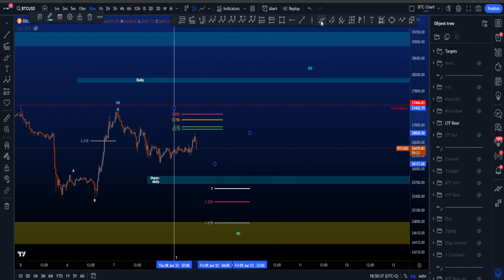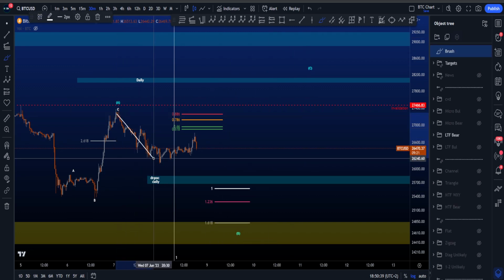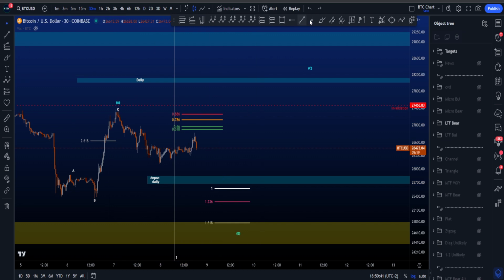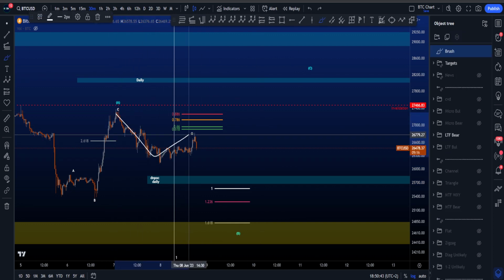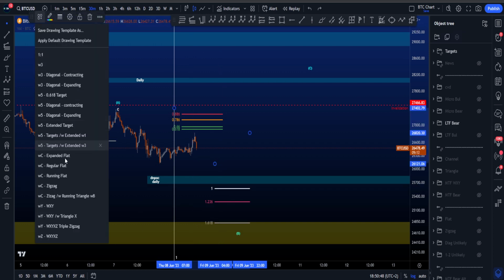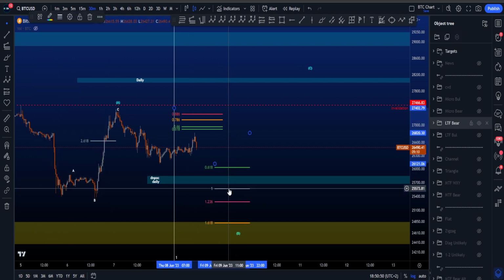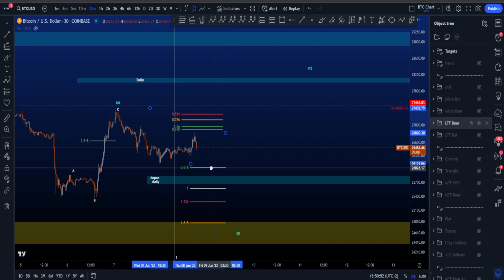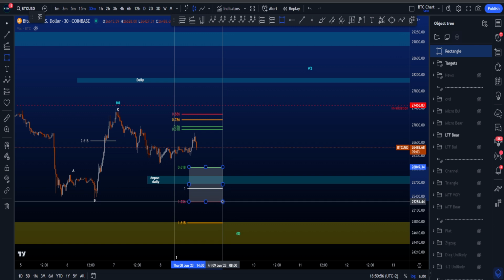Now as it stands at the moment, if we look at this potentially being a 3-wave structure, then we can look at this potentially being a WXY at the moment. And if we then look for the targets of a WXY, then let me quickly put the target of a WXY on the chart. The 0.618 is one of them. Then the most common target area is between the 0.618 and the 1.236.